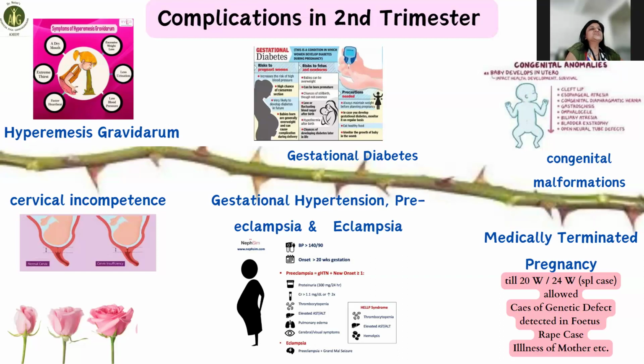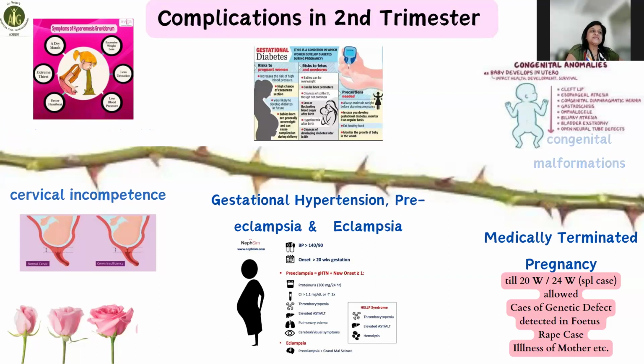Then there are congenital malformations that the fetus could have, which are detected through various tests. And of course, there is the MTP, the medically terminated pregnancy, which happens in the 20th or 24th week. The reasons could be various. There is some genetic defect in the baby, or there is some issue with the mother, an illness of the mother, or it could be a rape case. It could be various reasons where the pregnancy has to be terminated medically.